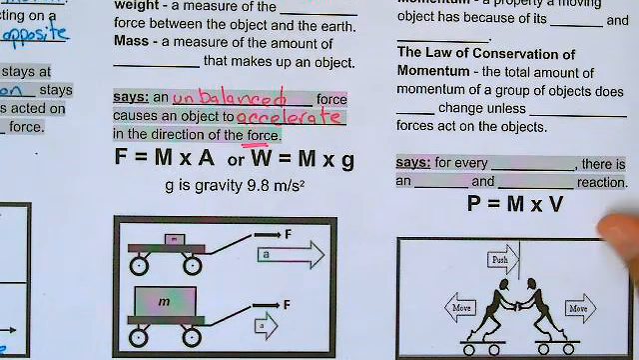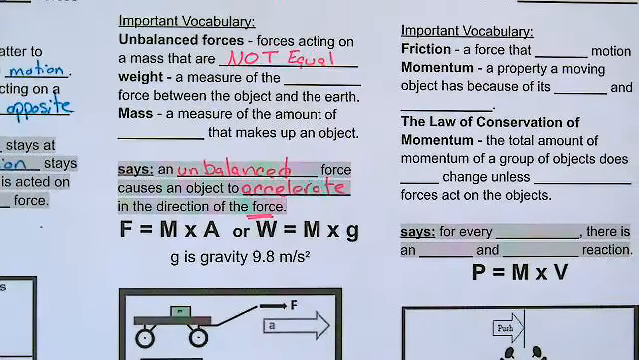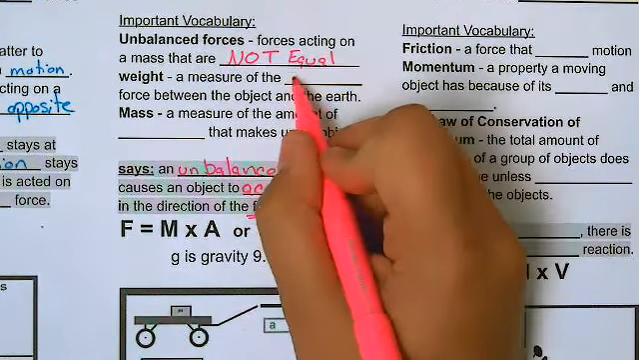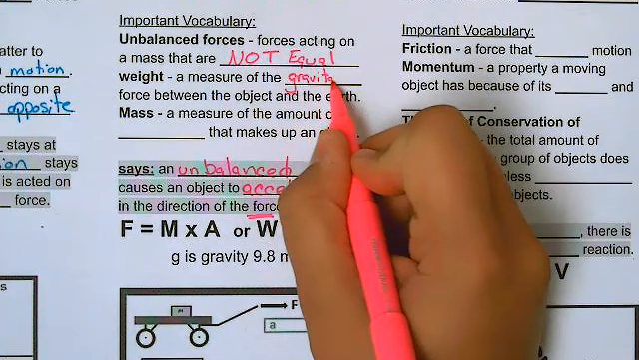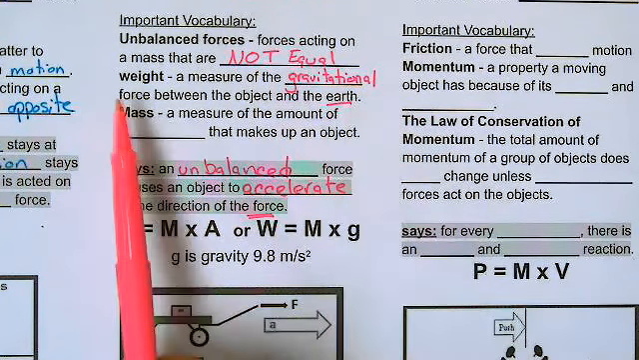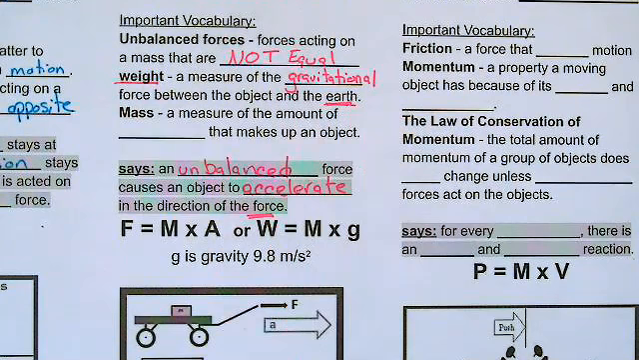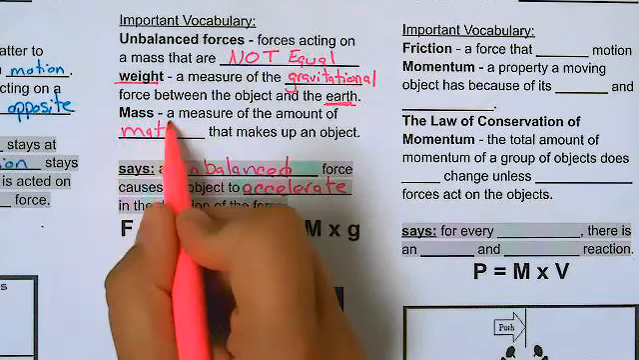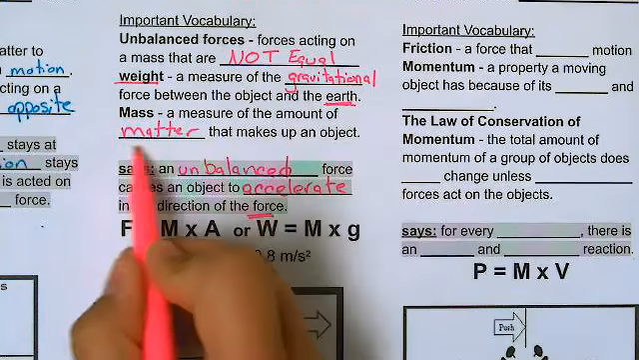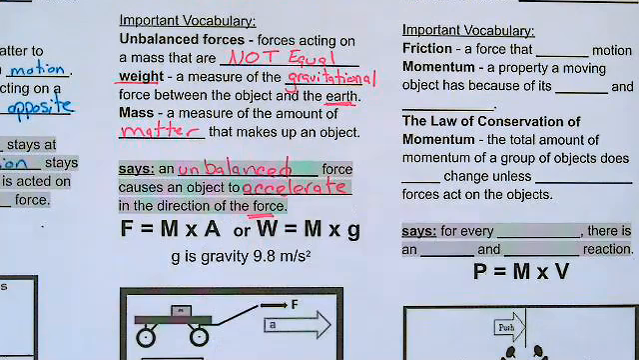Okay, Newton's second law also gets into weight versus mass. So we have two more important vocabulary words. Remember that weight is a measure of the gravitational force between the object and the Earth or any other planet. Because weight is based off of gravity, if we leave the Earth, our weight can change. Mass, on the other hand, is a measure of the amount of matter that makes up an object. The amount of matter that something has never changes. It's always the same. It's a property of that object that is unchanging.